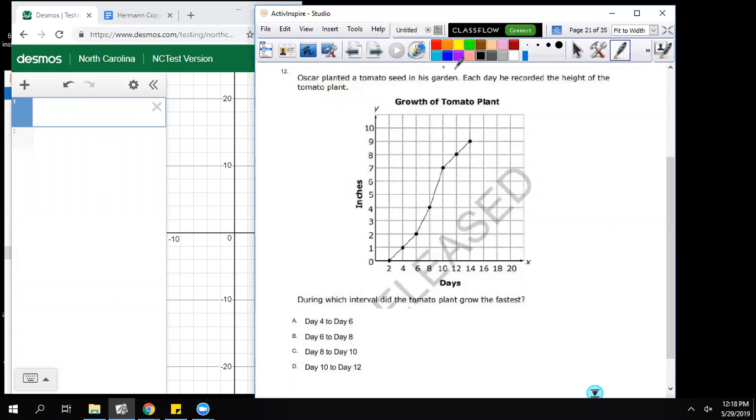Okay, Oscar planted a tomato seed in his garden. Each day he recorded the height of the tomato plant. So here we have the growth in inches, and we have our days. During which interval did the tomato plant grow the fastest? So let's look. Choice A says between day 4 and day 6.